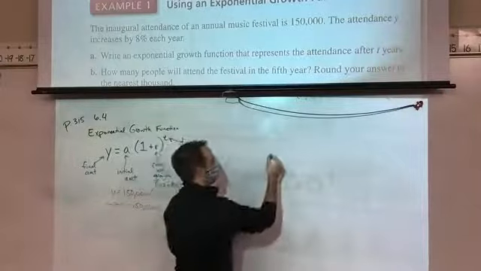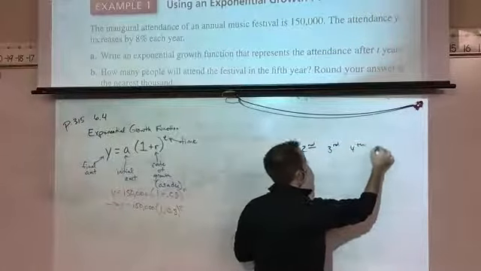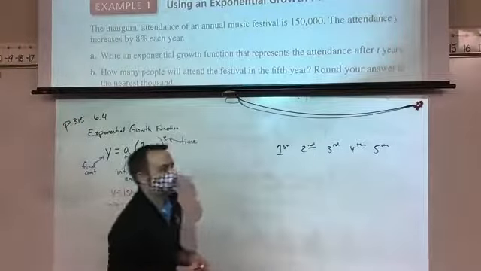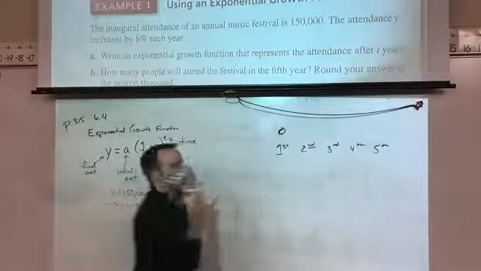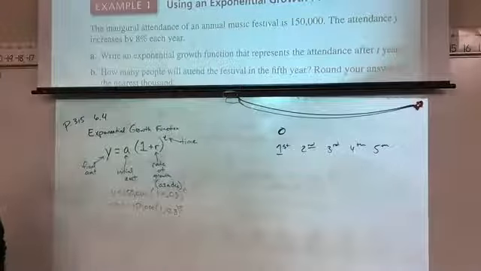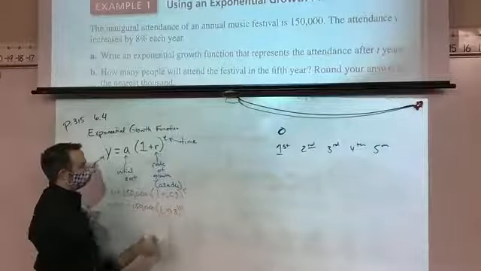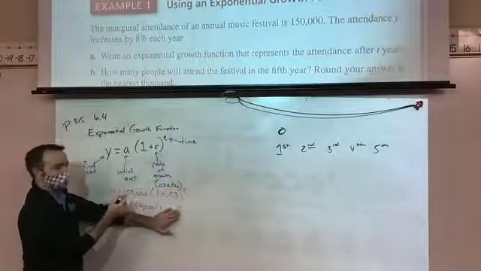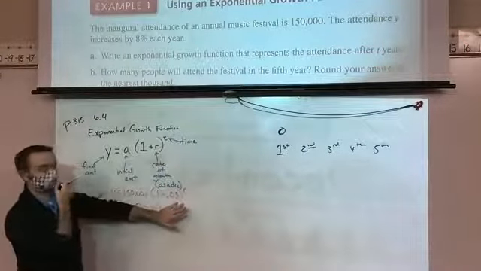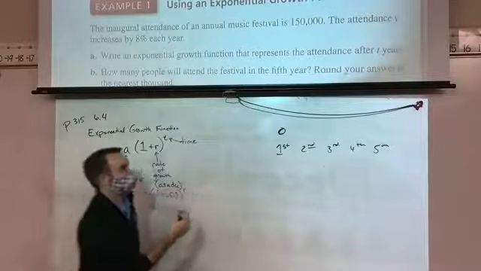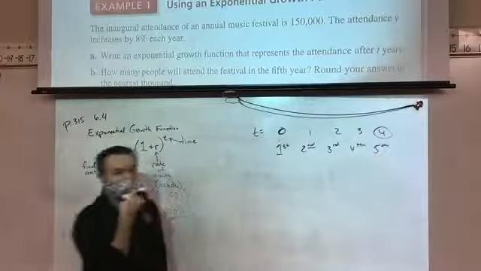Okay, let's look at our years. Here's the 1st year, 2nd year, 3rd year, 4th year, 5th year. If T is 0, the starting amount is in that 1st year. When T is 0, 1.08 to the 0 power is equal to 1. That 1st year, we had 150,000 people. That's when T was 0, is that 1st year. So that means T is going to be 4 for this.